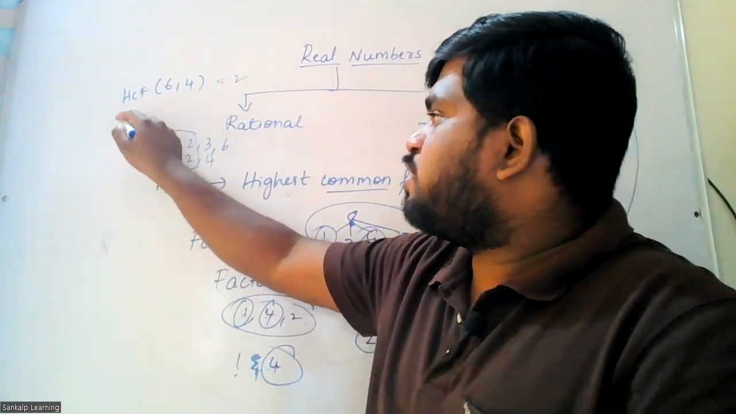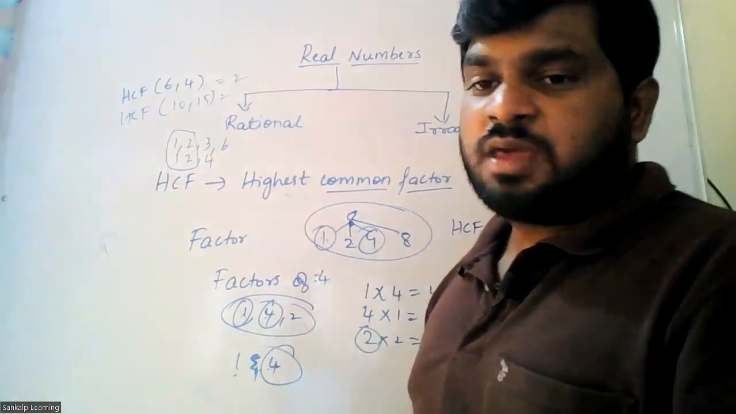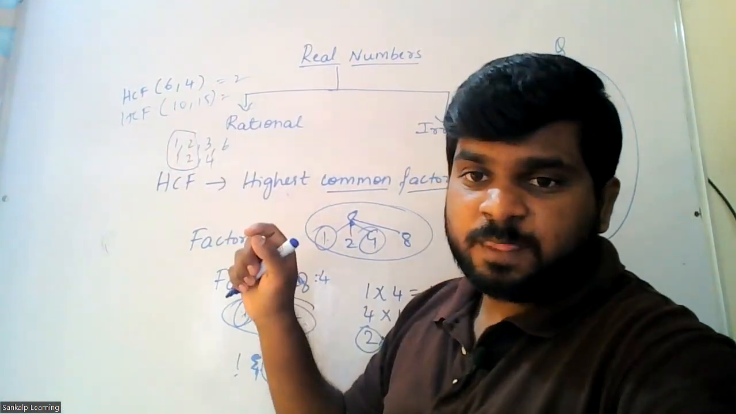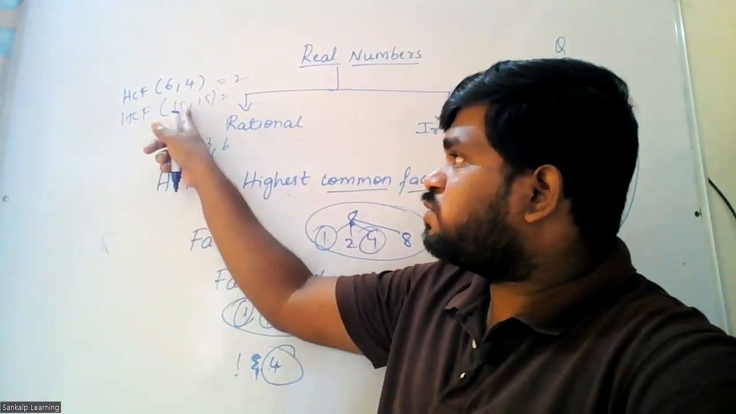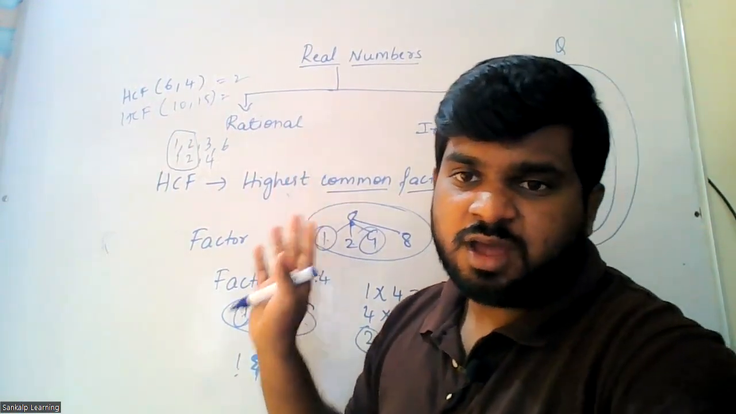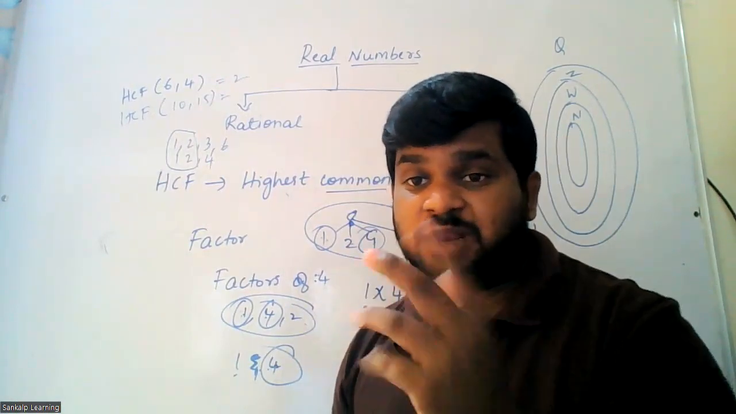HCF of 10, 15. Which is the highest number that divides both? It is 5. 5 2s are 10, 5 3s are 15. You can divide it. So HCF of these two is 5. HCF is basically the answer which divides both the numbers. Highest number that divides both.